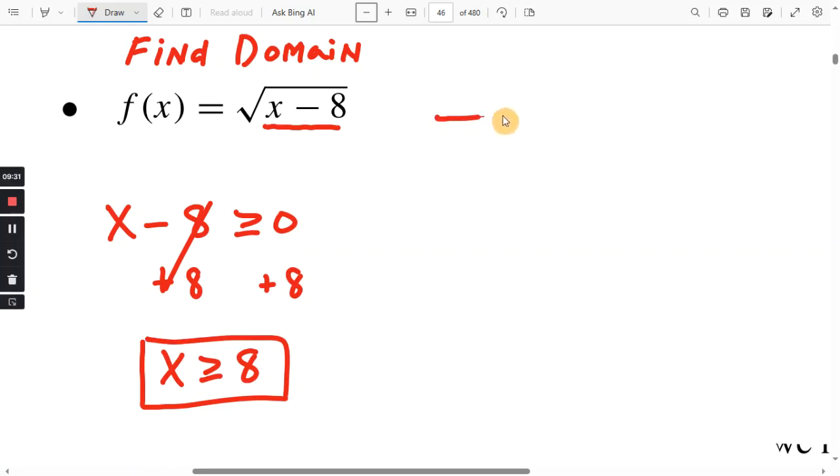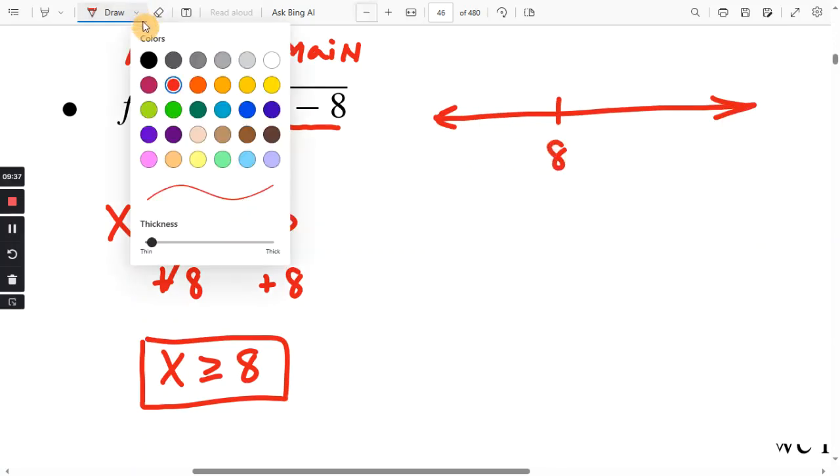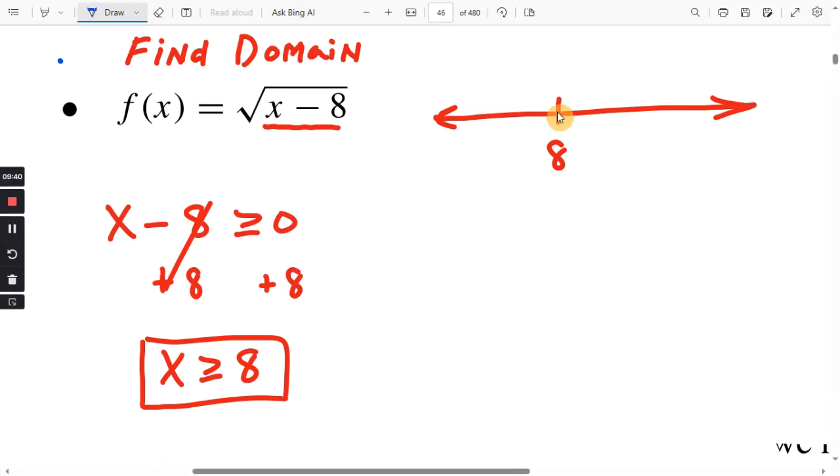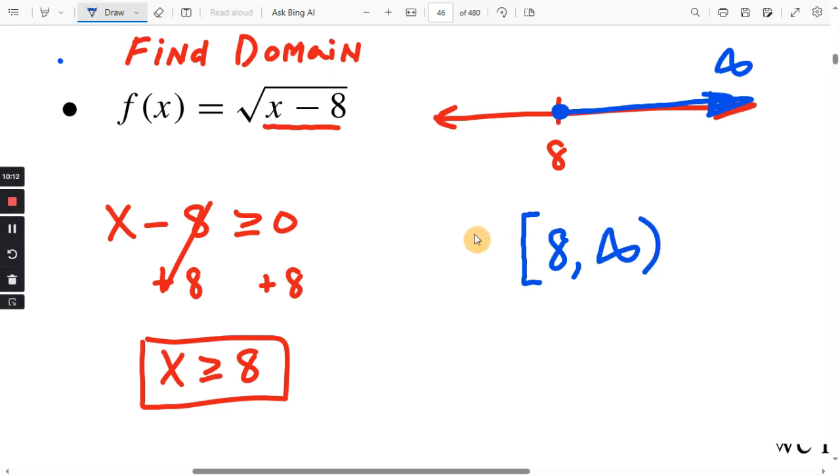So let's see, on the number line, we have 8, and it can equal 8. It can equal 8, and it's going to be everything greater than 8. So that's it. And if you want to do the interval notation, you have the 8. This is positive infinity over here. You start at 8. You use the square bracket because it includes 8, and then it runs all the way to positive infinity. You use the curve bracket for infinity. So that's it.